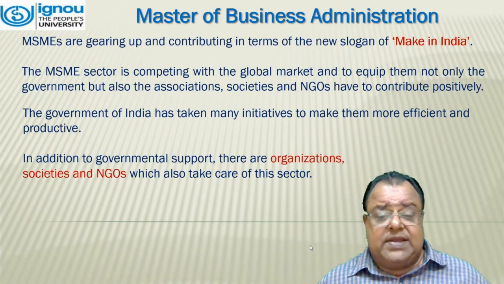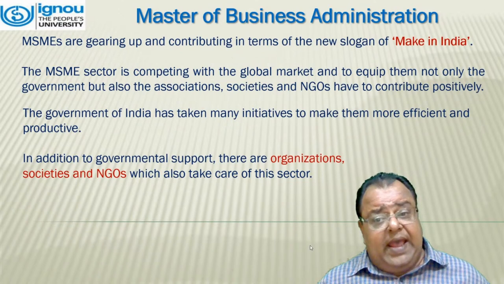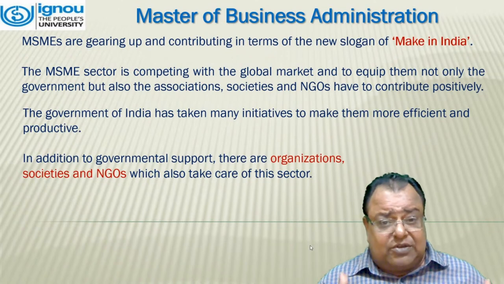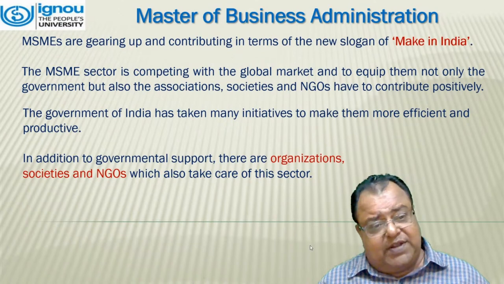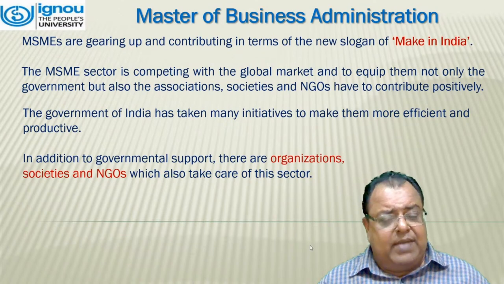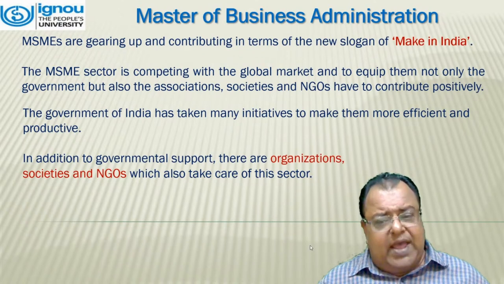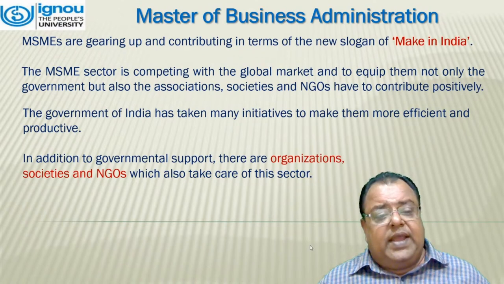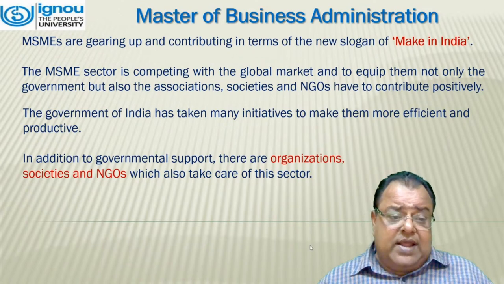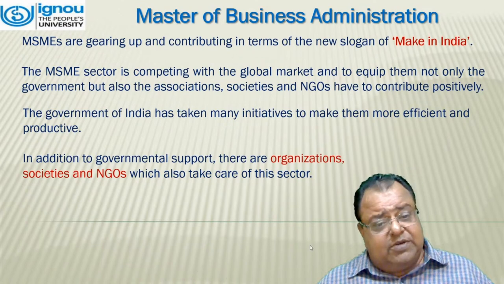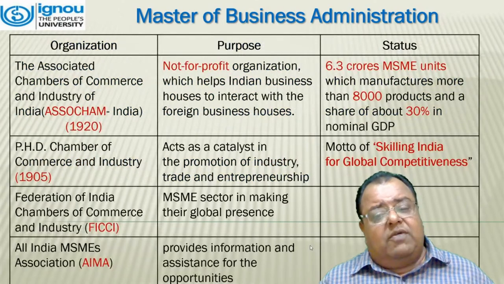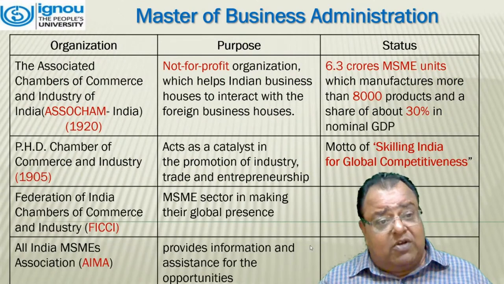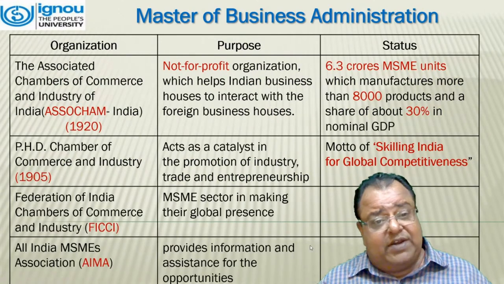The MSME sector is competing in the global market, and to equip them, not only the government, but also the associations, societies, and NGOs have to contribute positively. The government of India has taken many initiatives to make them more efficient and productive. In addition to government support, there are organizations, societies, and NGOs which also take care of this. Let us see the different organizations which are associated with this purpose.